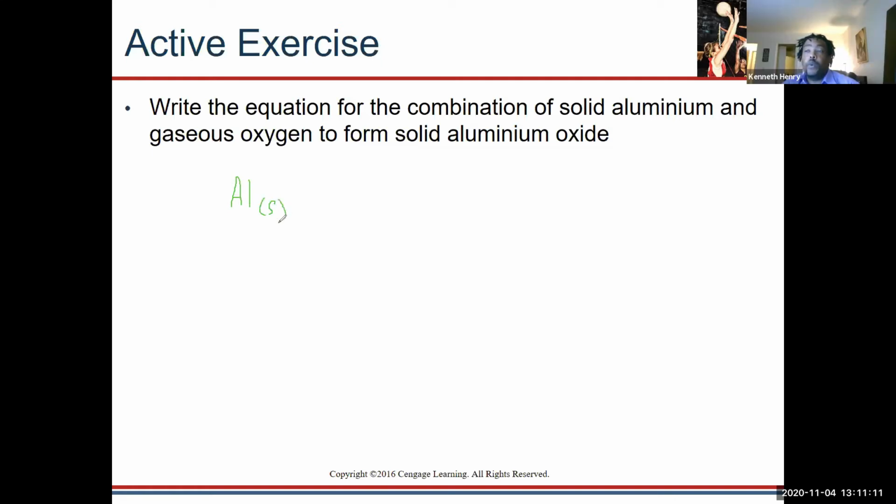Okay, now what is it reacting with? Oxygen. Okay, and what is the chemical formula for oxygen? O2, parentheses G because it's a gas. That is correct. He remembered that it was a diatomic. Excellent.